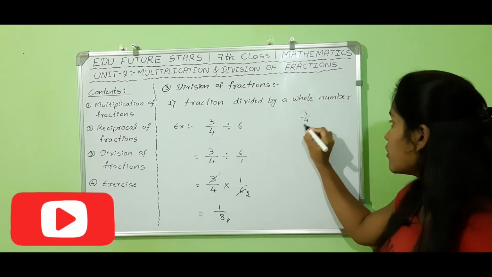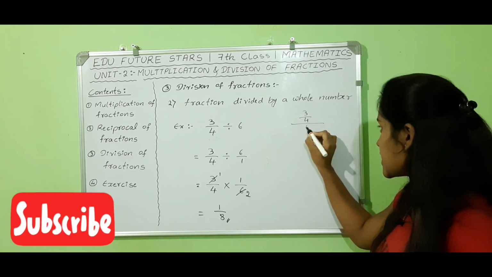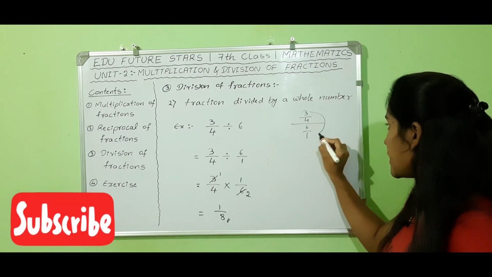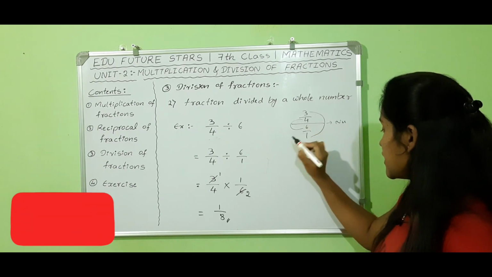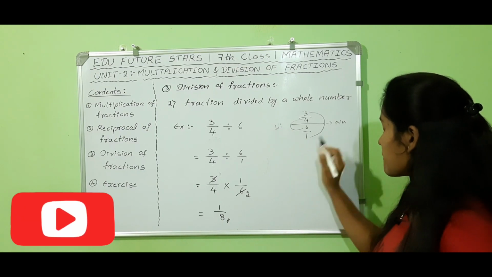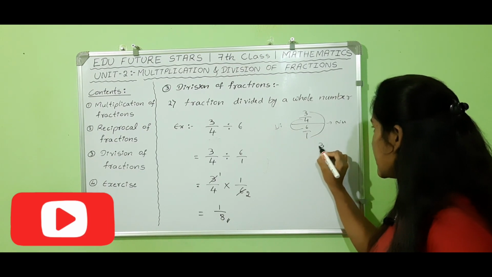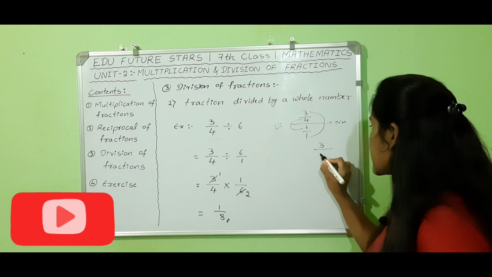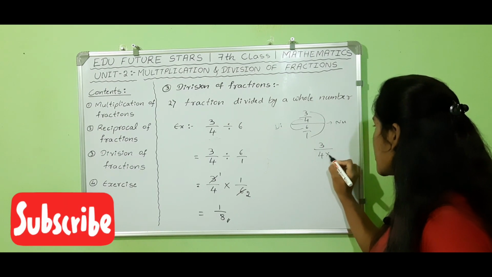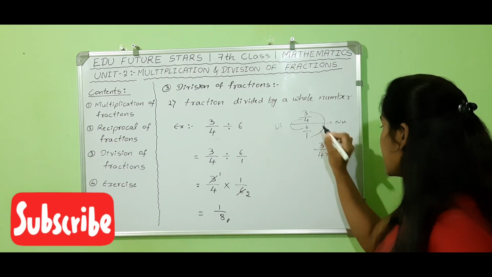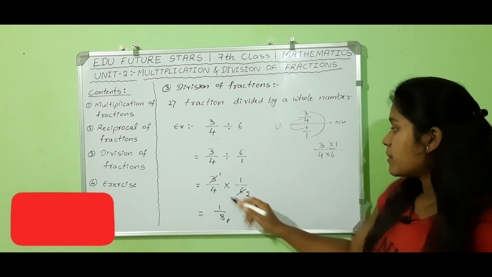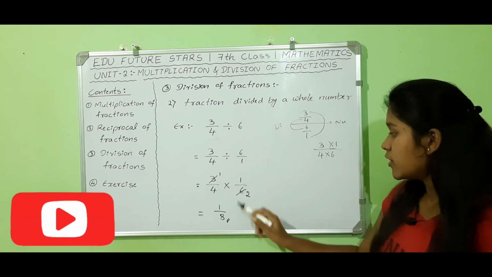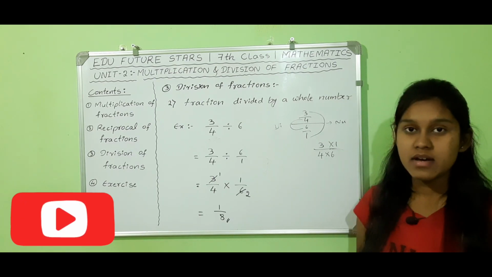3 by 4 whole divided by 6 by 1. Multiply these two, keep it in the numerator, and multiply these two, keep it in the denominator. Right? 3 ones are 3, 4 and 6 is there. 4 into 6 we have to multiply, and 3 into 1 we have to multiply, right? So this is the method I wrote here, 3 by 4 into 1 by 6, right?